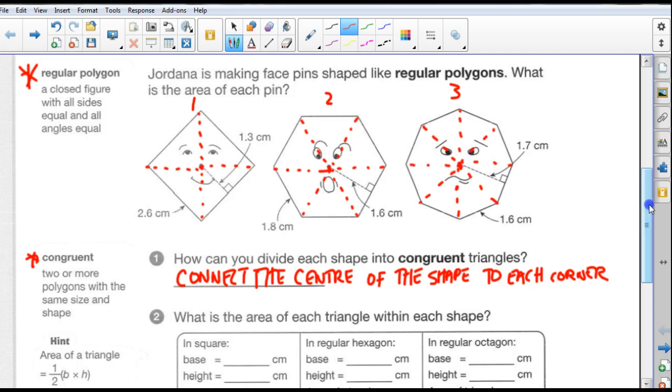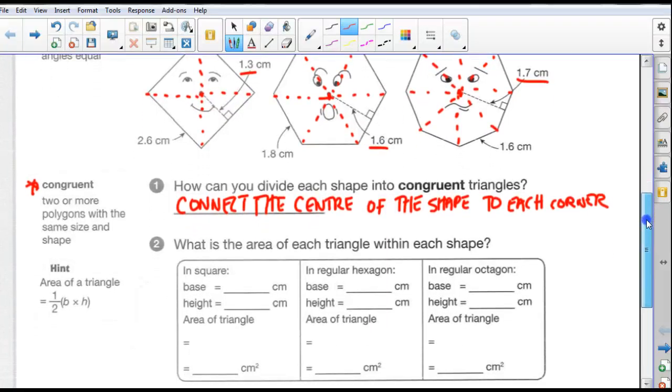Now, you're going to notice that from the center straight down to one of the sides at 90 degrees, that is the height of the triangle. You can see the height on this first one is 1.3, the height on the second one is 1.6, and the height on the octagon is 1.7 centimeters. That is not the length of the sides of the triangle, that's the height of the triangle, because we're going to need that height, and we're going to need the base length to calculate the area of these regular polygons.